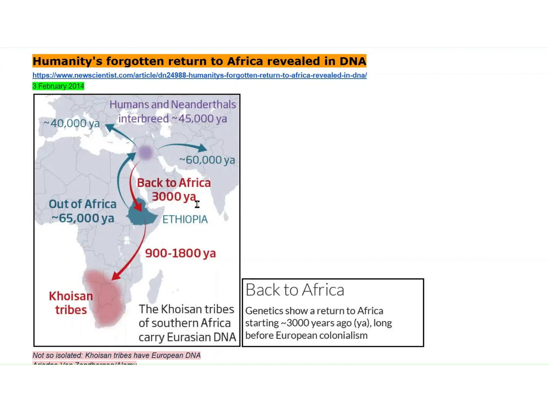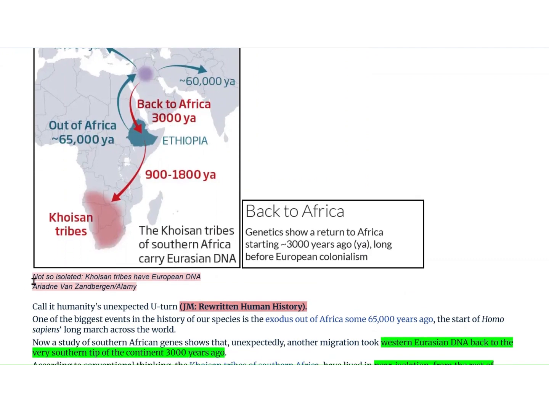So this back to Africa is even stranger than this from Ethiopia to where they actually are. So this is what bothers most, but this bothers as well. It's paradigmatic, and paradigmatic is a nice way to say it's impossible. That's according to us, origin for existence. So in the article, not so isolated, Khoisan tribes have European DNA. Well, this will be food for non-scientific or scientific but not correct interpretations.